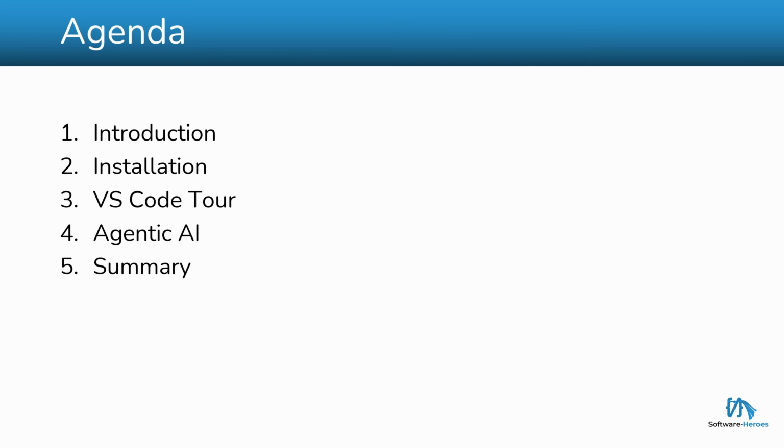We'll start with the following agenda. We'll give a brief introduction to the new architecture and everything else you should know when working with VS Code. We'll look at the installation and setup, and then take a short tour of VS Code to familiarize you with its features. In the next section, we'll explore Agentic AI, how to configure it and how to use it later. At the end, you will get a brief overview and an outlook on how the extension will continue.